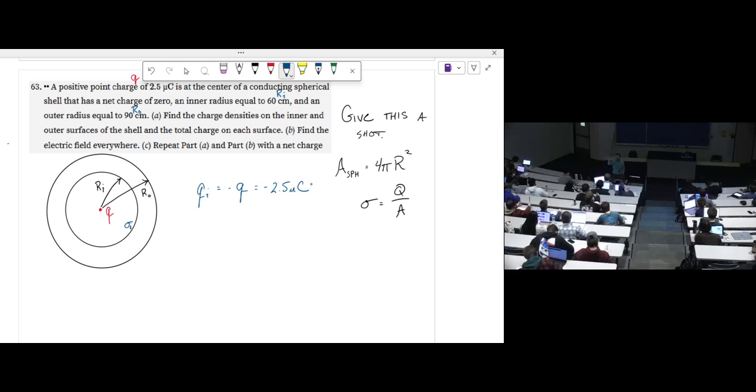Now, how did you reason that? Even if the shell did have some charge on it, let's say Q equals 1 microcoulomb, your answer would still be correct. The charge on the inner wall would still be negative 2.5 microcoulombs. So why is it, at least in this configuration, always equal and opposite to the charge on the inside, Henry?